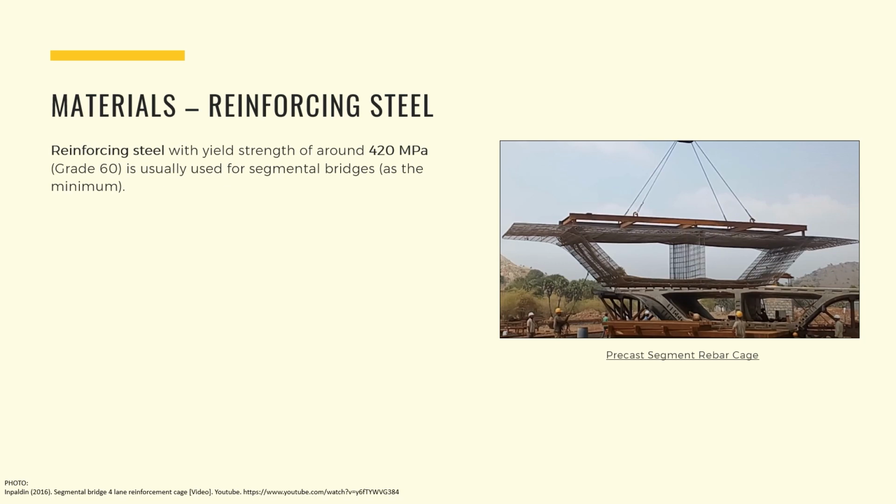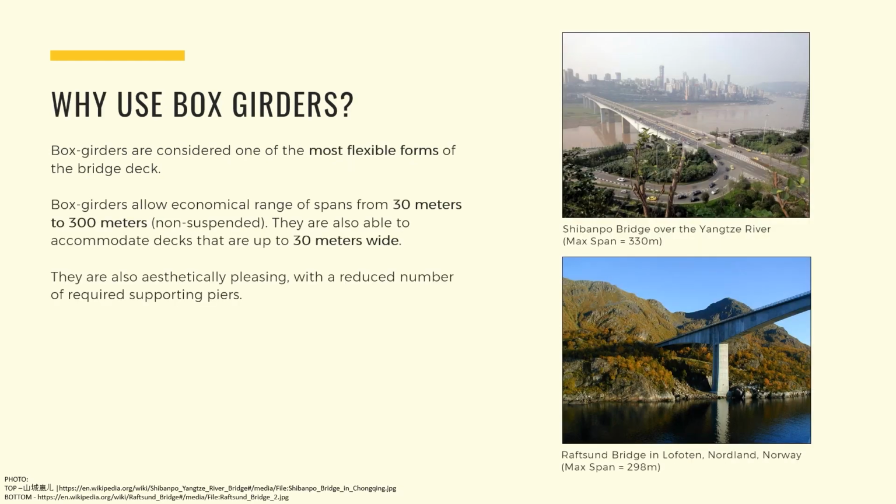The reinforcing steel serves as the backbone of the section and contributes greatly to the shear capacity of the girder and the transverse strength of the slabs and webs. Reinforcing steel with yield capacity of around 420 MPa is usually used as a minimum for segmental bridges. So, why are box girders used?